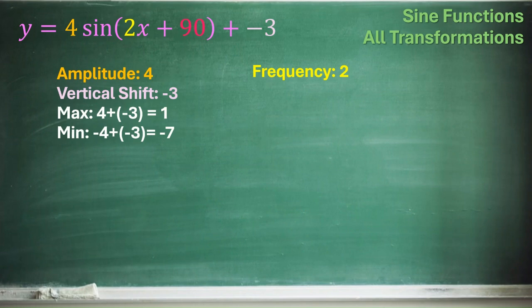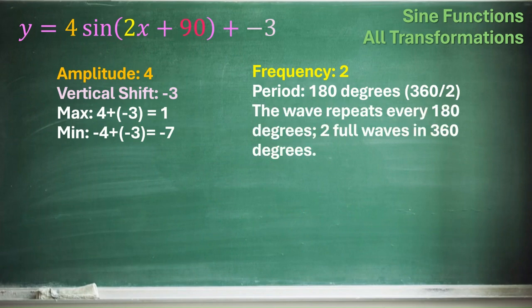Our frequency is 2. That means we have 2 complete sine waves in 360 degrees. Our period is the 360 degrees divided by 2, so our period is 180 degrees. That means our wave repeats every 180 degrees, and we have 2 full sine waves in 360 degrees.